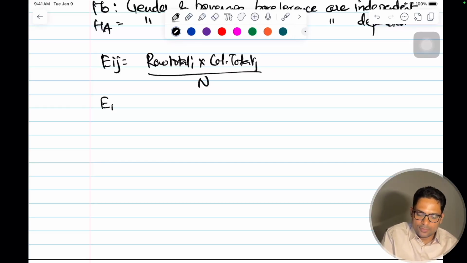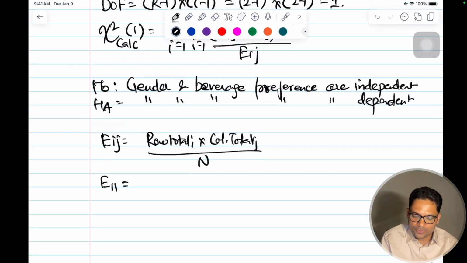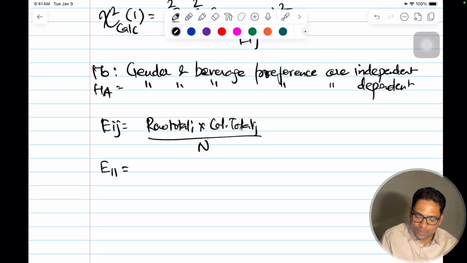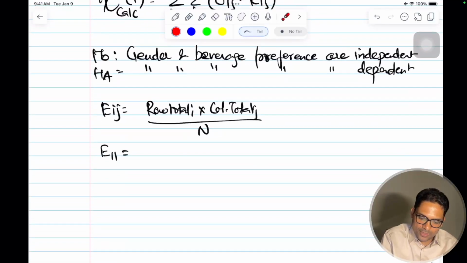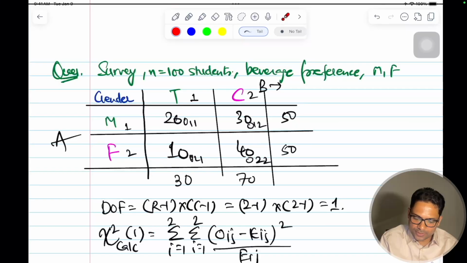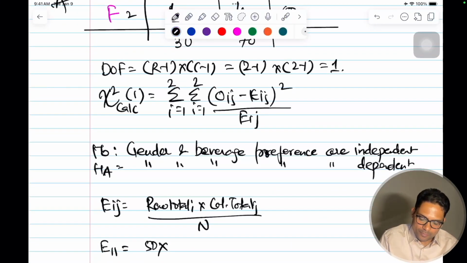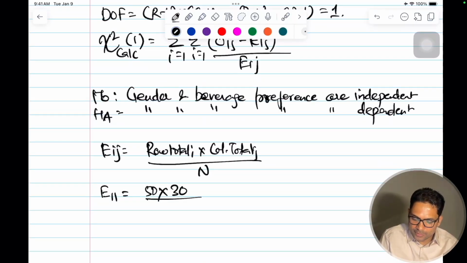So let's do E11, which is row total of 1 and column total of 1. What is row total of 1? This is 1 from the A side. This is your A and this is your B, I and J. So 20 plus 30, this is 50. So row total of 1 is 50. And the column total for the first one is tea. This is this side. This is 30. And this is into by 100.